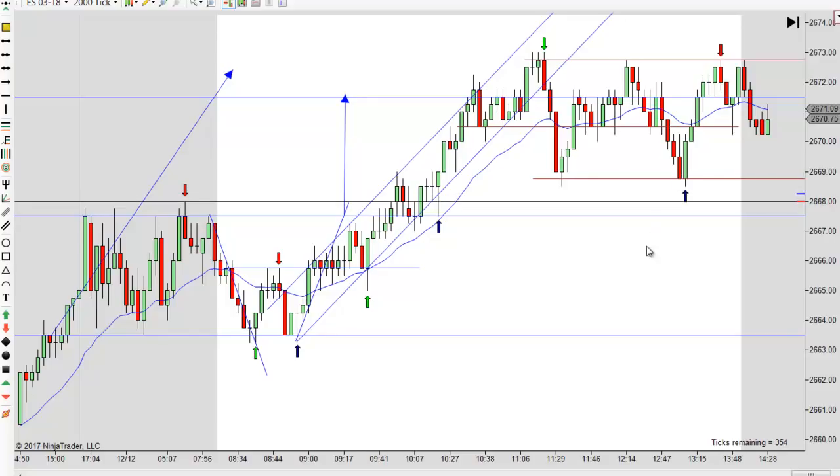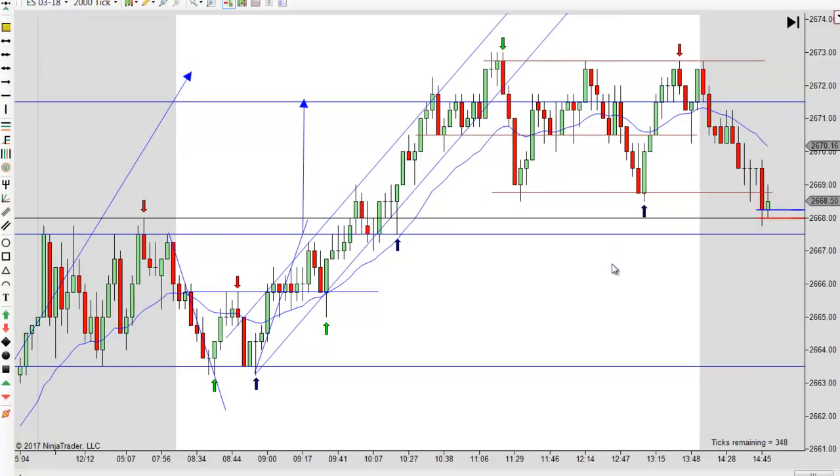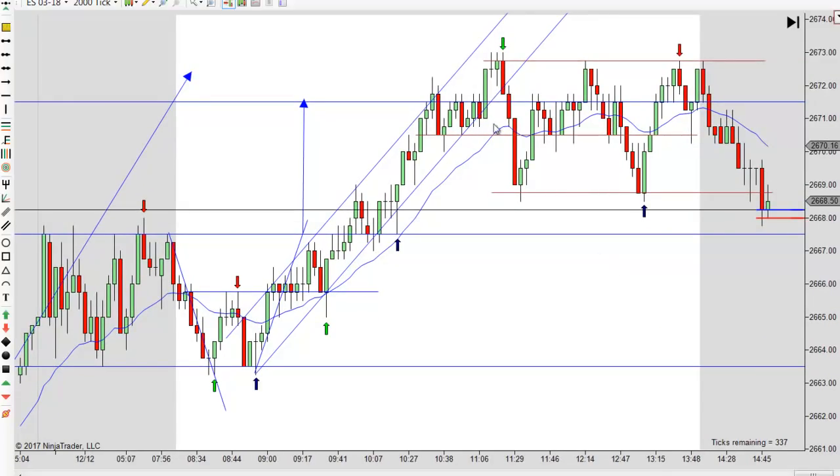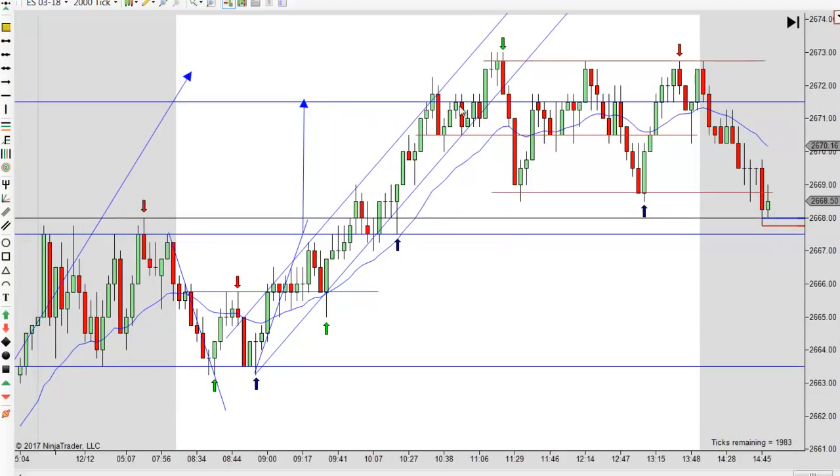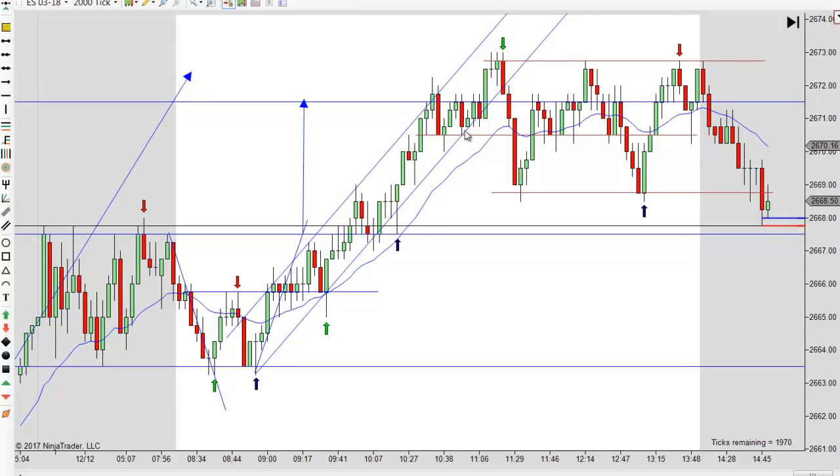And that's why you don't take it, because most of the time that's going to fail. Even though here it might have had enough room to work, most of the time it won't. But anyway, it breaks higher. And you know, look at all that resistance across there.